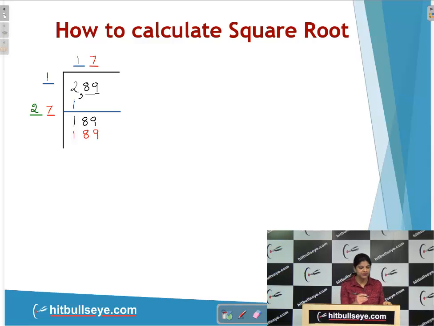Then as we proceed in simple division, we take the difference and the remainder comes out to be 0. And the division has ended perfectly. And then we can conclude that the square root of 289 is 17. So I hope friends you have understood this division method.